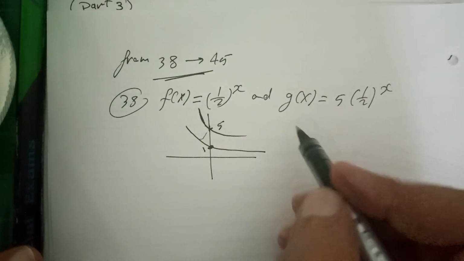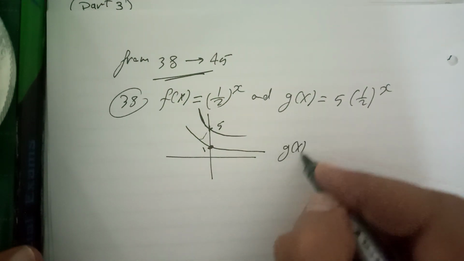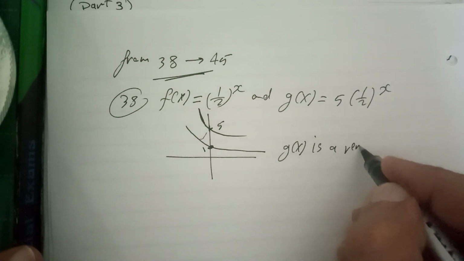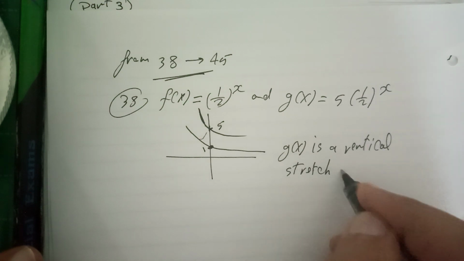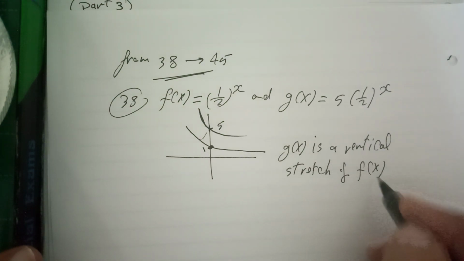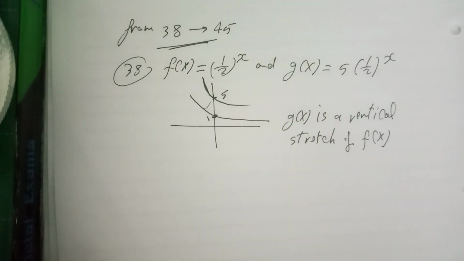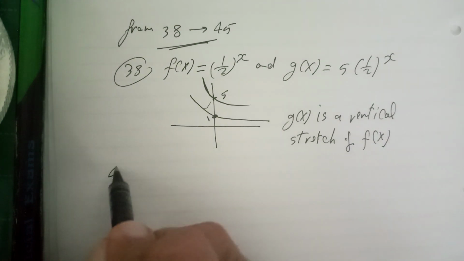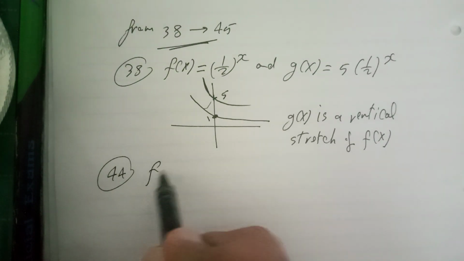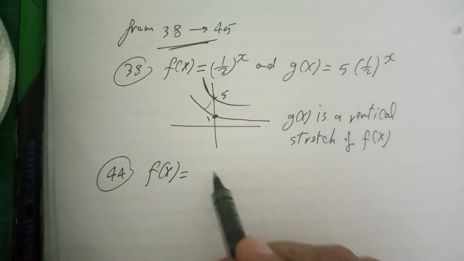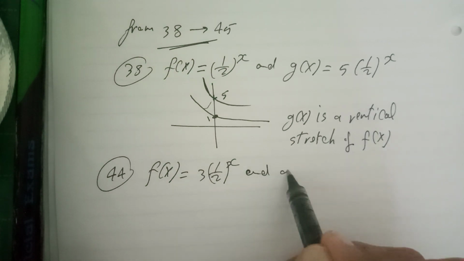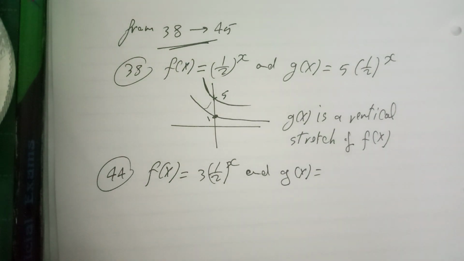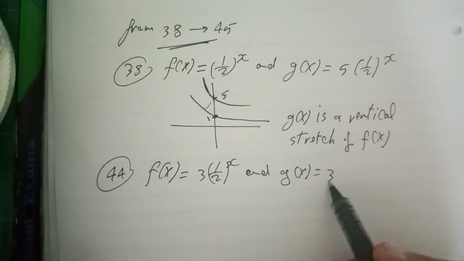I can say that g(x) is a vertical stretch of f(x). That's all. Another one. Let me take 44. f(x) is equal to 3 times (1/2)^x, and g(x) is equal to 3 times 2^x.